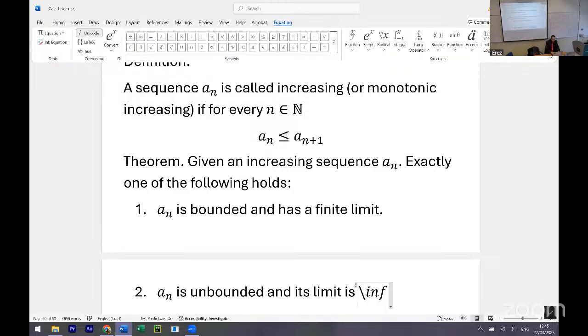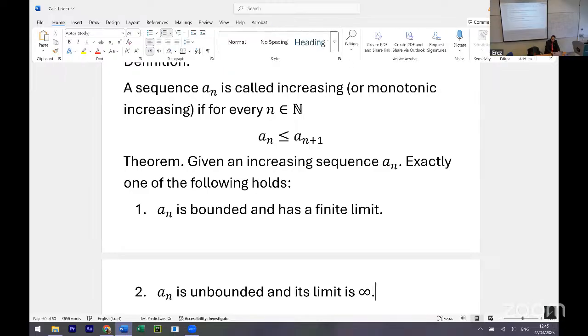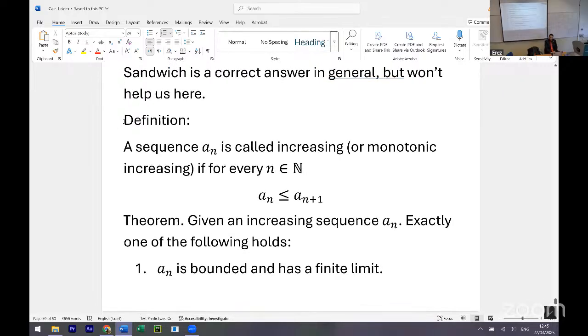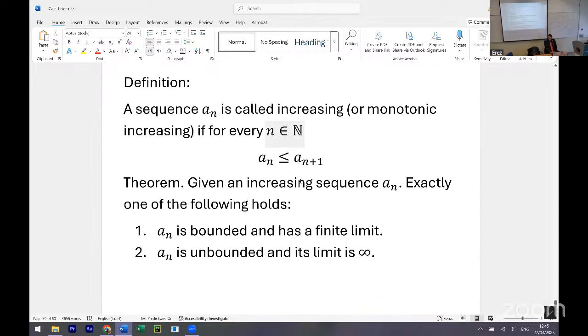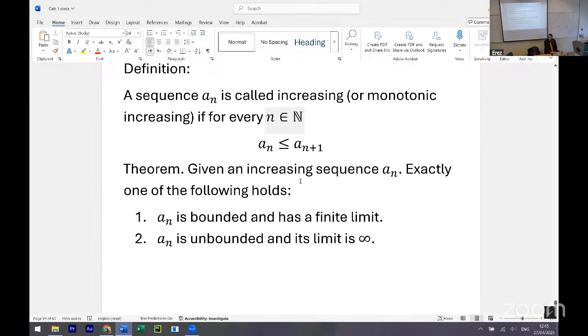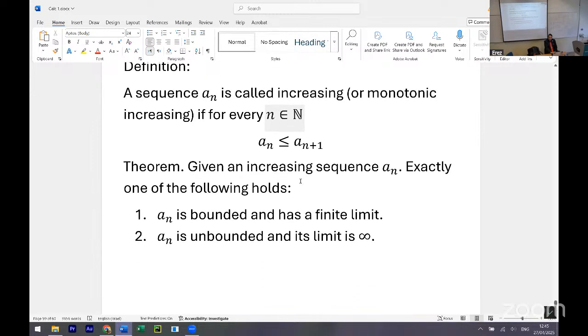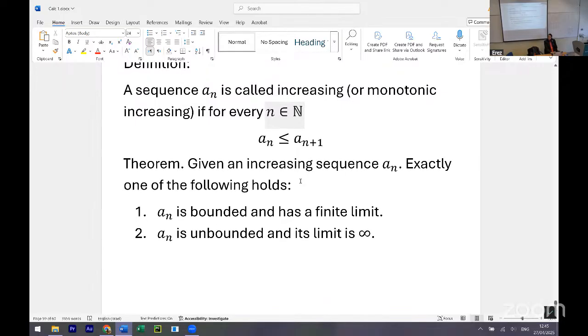So it can't jump around like -1 to the n, when it's -1, 1, because it's monotonic, right? So the only two options, that's not a proof, I'm just saying it for you to understand. The only two options for a monotonic sequence will be to be bounded and have a finite limit, or being unbounded and tending to infinity.